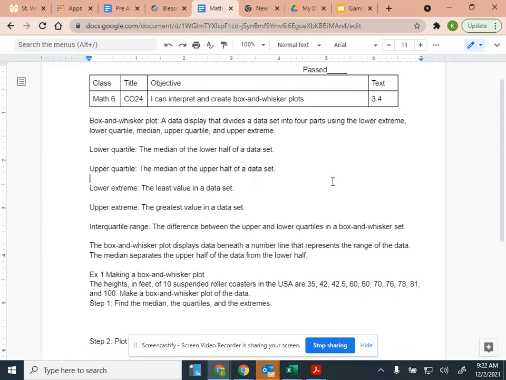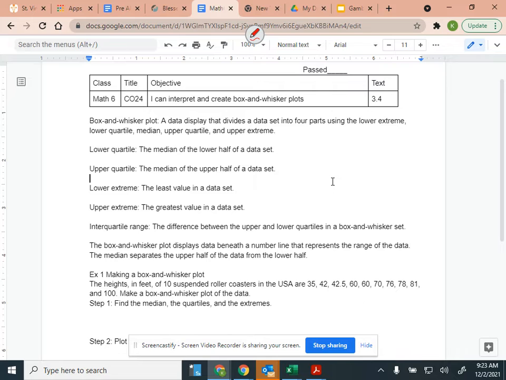So a box and whisker plot is a data display that divides a data set into 4 parts using the lower extreme, the lower quartile, the median, the upper quartile, and the upper extreme. And we're going to go through what all of those mean. The lower quartile is the median of the lower half of a data set.